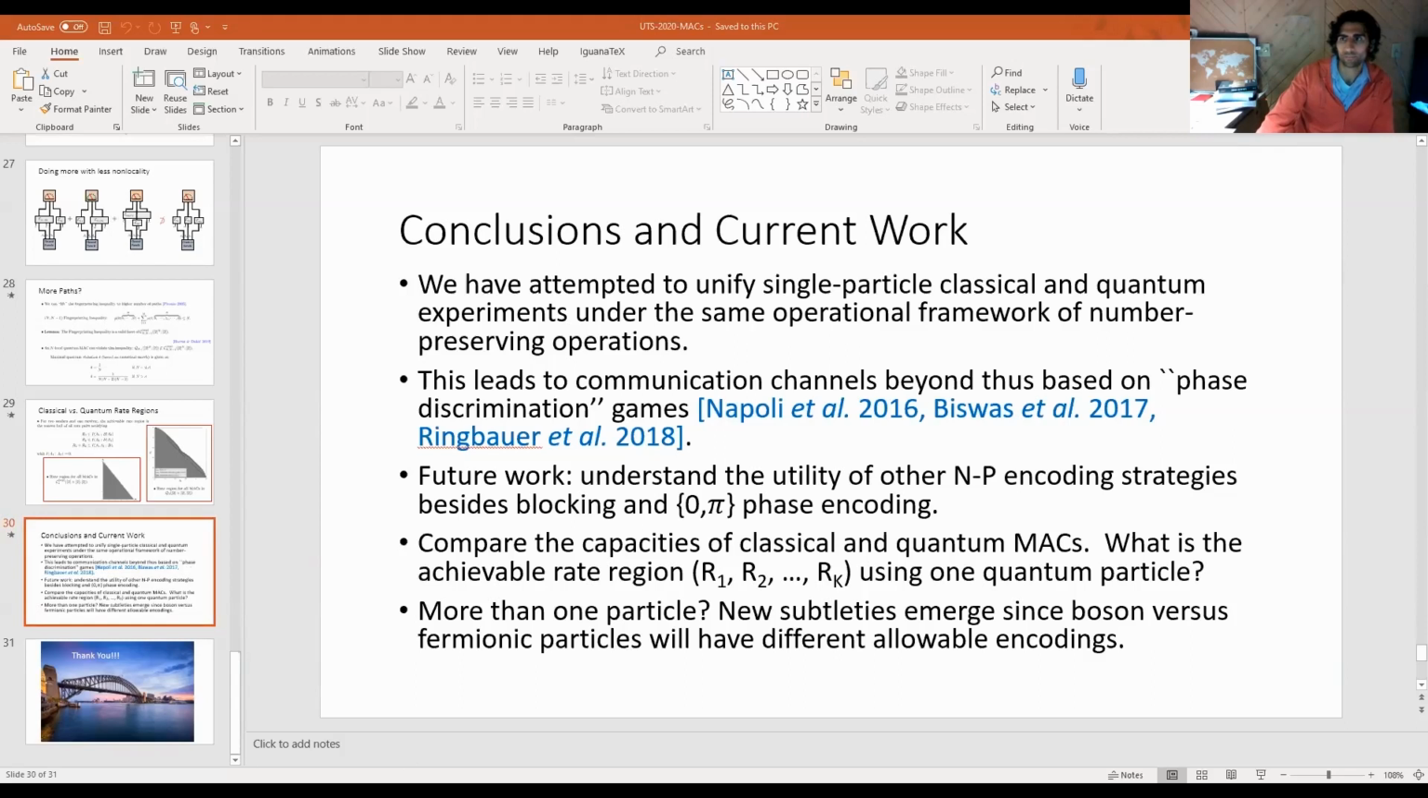Do we have any questions? So I actually have just one quick question. You restrict to the number preserving encoding strategy, right? What about operations beyond that? Have you ever thought about generalizing the encoding as well?